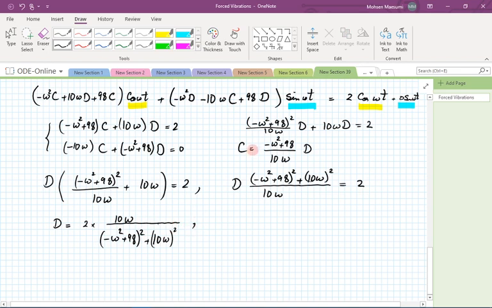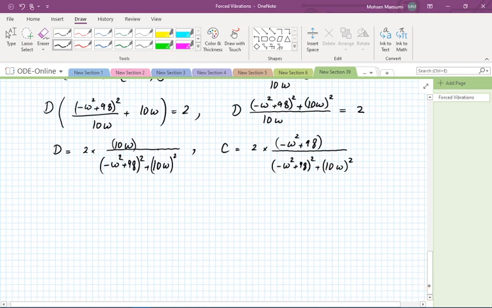So I have my D, and C is this expression times this fraction. When you multiply with this fraction, this numerator cancels this denominator, and that factor comes up. So very easily I see C is equal to 2 times minus omega squared plus 98. This cancels that, and I'll have minus omega squared plus 98 squared plus 10 omega squared. So you notice this 10 omega shows up everywhere, this one shows up everywhere, and this is this.